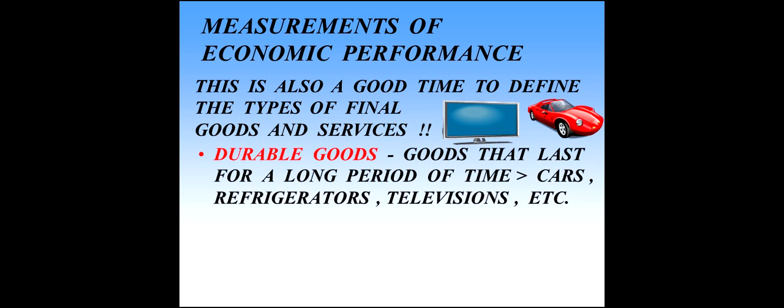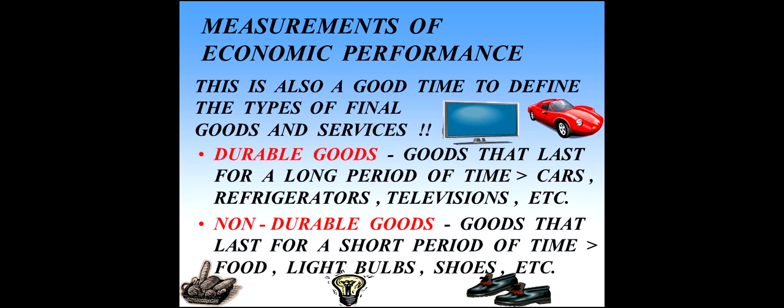And since we're measuring things and also talking about final goods and services, this is a good time to define the types of final goods and services that there are. Here's the first type. They're called durable goods. These are goods, most times fairly big ticket items, goods that last for a long period of time. Cars, refrigerators, televisions, and other appliances.